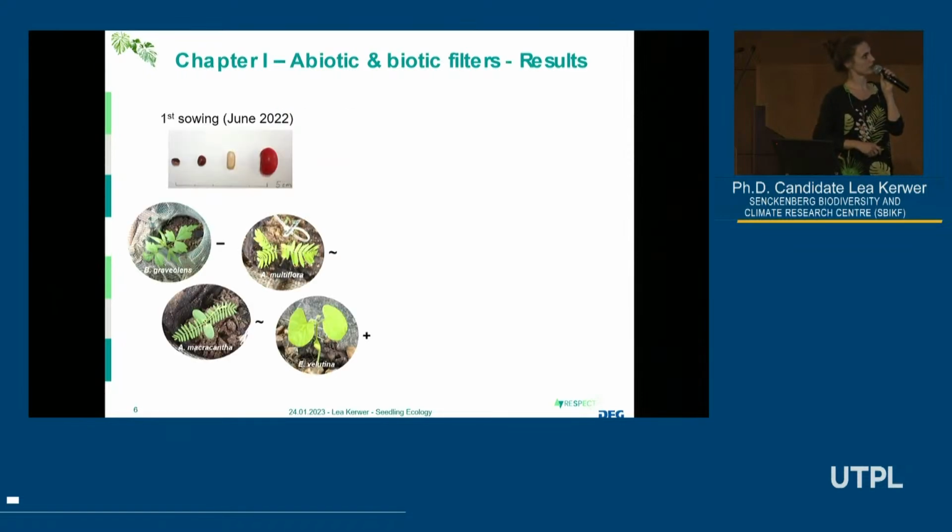But I can already say a little bit about how the different species are working out. From the first sowing, Vachellia graviolens has not been germinating very well. I have found about 3 seedlings across all my sites, which is not that much. While Acacia macracantha and Albizia multiflora have produced quite some seedlings, and especially Erythrina velutina is working out very well, and I have a lot of them.